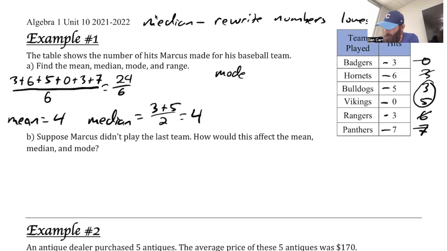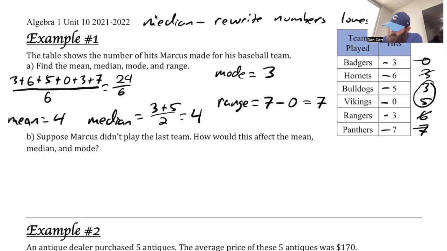Mode is going to be what shows up the most often. I only have one number repeating, and that's 3. So my mode here is 3. The last one is going to be range. Since I've already labeled everything from lowest to highest, we are going to take the maximum minus the minimum. So in this case, my range is 7.